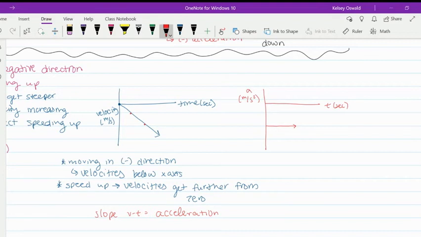Since the slope of our velocity time graph is negative, our accelerations are also going to be negative. And we can see here that our velocities are negative and our accelerations are negative. Since they're the same sign, we are speeding up. So if your acceleration and velocities are the same sign, that tells you that you are speeding up.